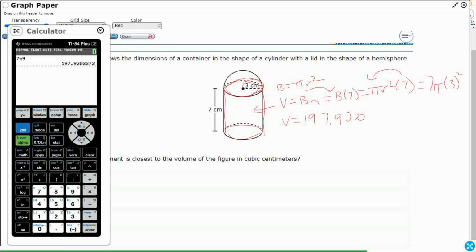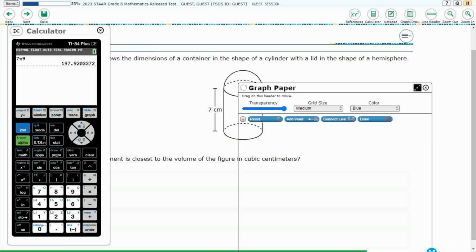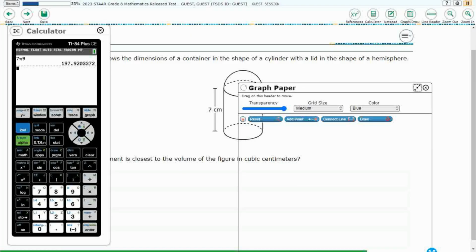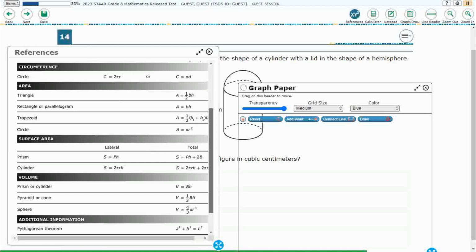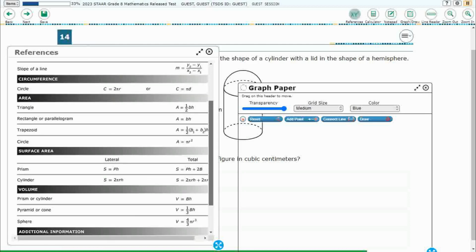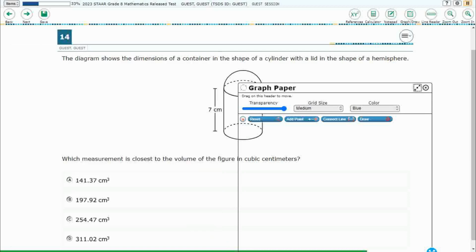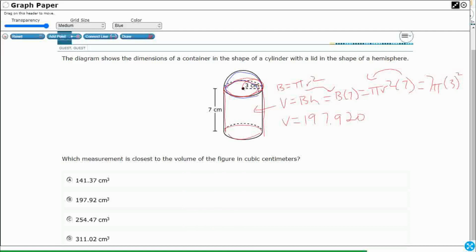Now we need to find the volume of this top section. Look, it's half a sphere. It's like a dome lid, like if you get a Slurpee or something like that. So let's see what we do for a sphere here. The volume of a sphere is 4/3 pi r cubed. So for this one, volume equals 4/3 pi r cubed.